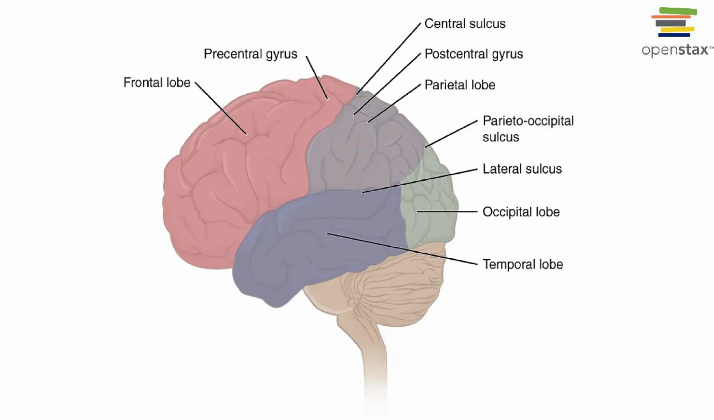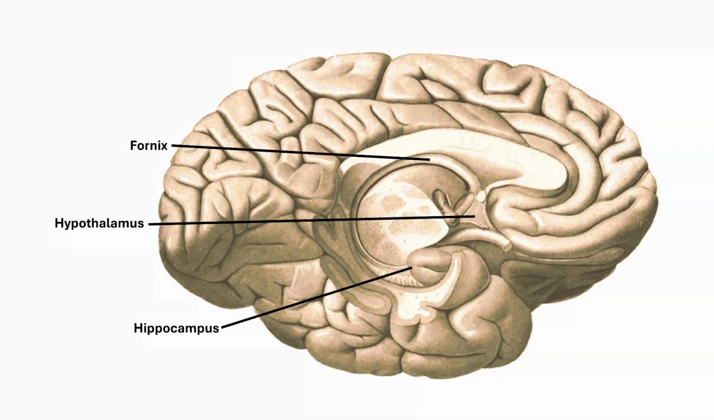The temporal lobe is located inferior to the lateral sulcus. This lobe contains regions involved in auditory and olfactory perception by interpreting sounds and smells. It also plays a major role in emotional processing and long-term memory. Deep within the temporal lobe lies the hippocampus, which is essential for declarative memory, that is, the memory of facts and events that you can consciously recall. The fornix is a tract of white matter that connects the hippocampus to the hypothalamus.